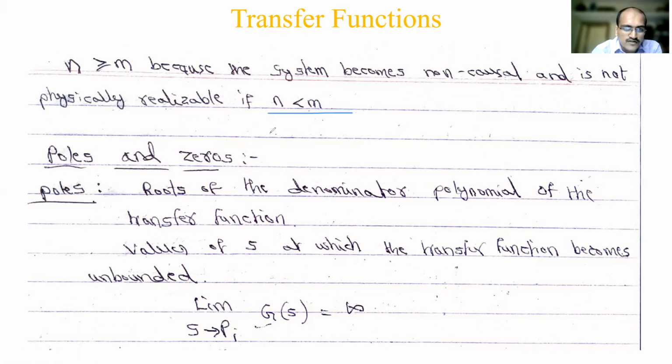Whatever examples we are studying here in transfer functions and everything, this will normally be followed, so that you will have more poles compared to zeros.